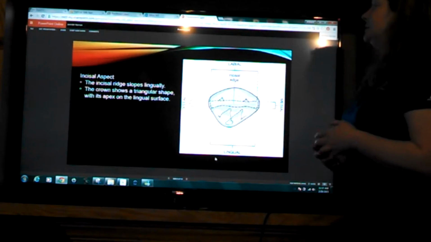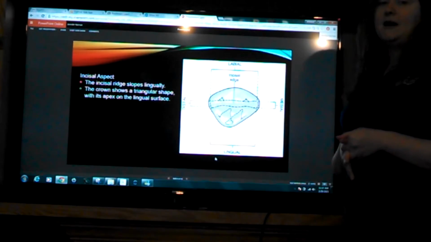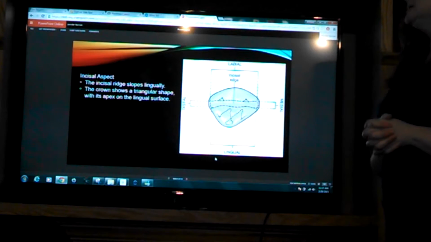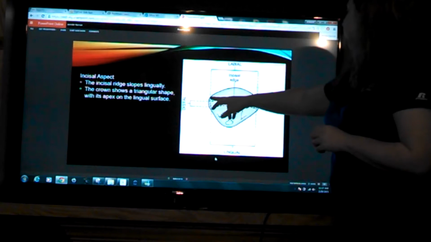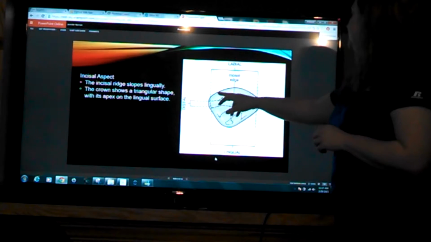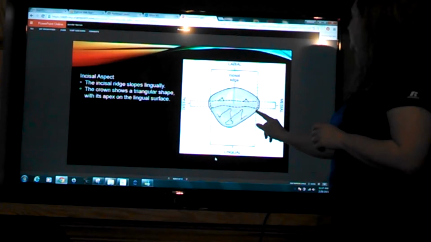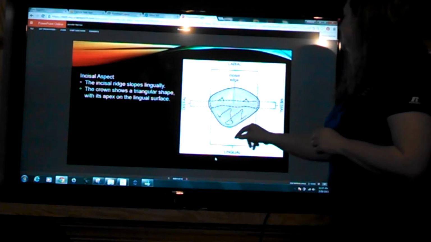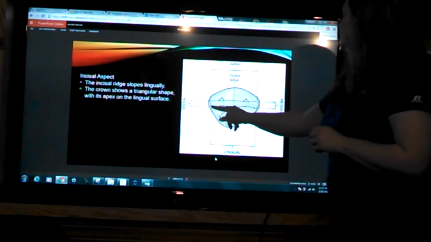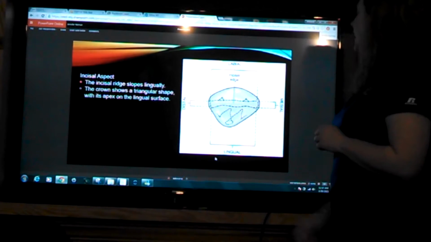So here we have the incisal aspect of our maxillary central incisor. This is actually our right maxillary central incisor. Here it's showing us the labial portion of the tooth. Here it's showing us the mesial. Here it's showing us the lingual. And here it's showing us the distal. This dotted line that's going right around here is showing us the incisal edge.